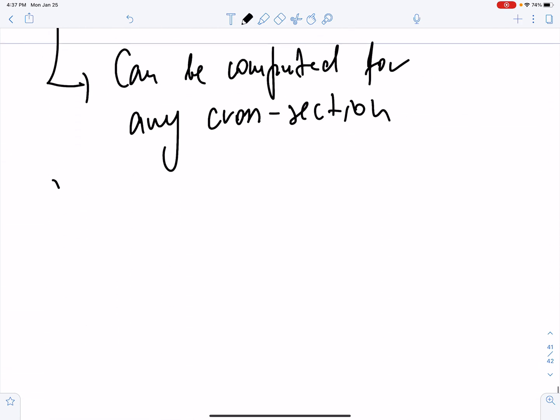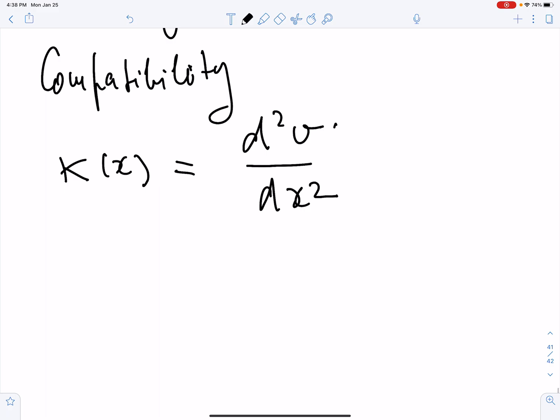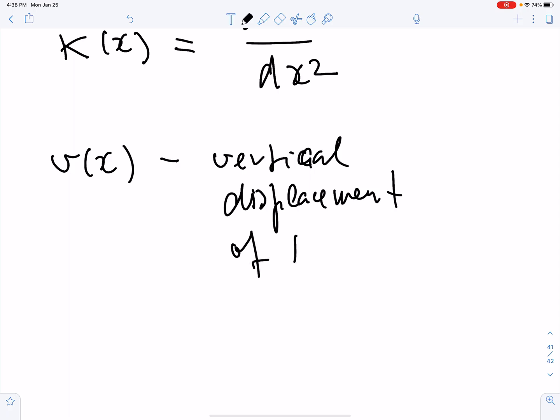And so this is where compatibility comes in, where curvature, kappa of x, is modeled as the second derivative of v with respect to x squared, where v of x is the vertical displacement of the medial axis.